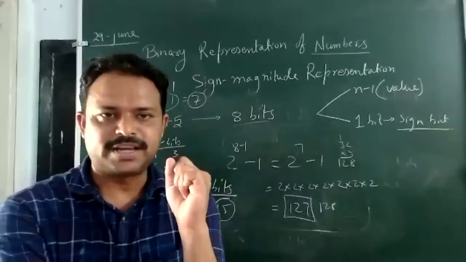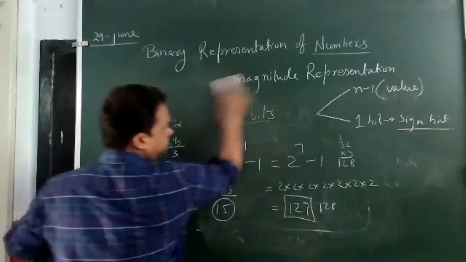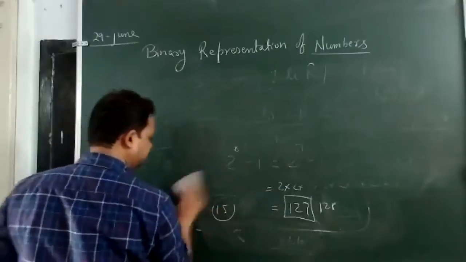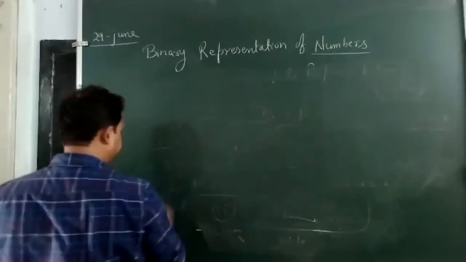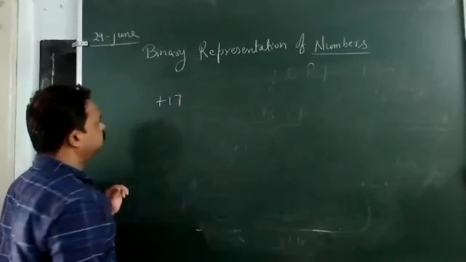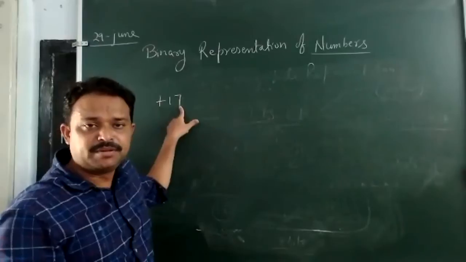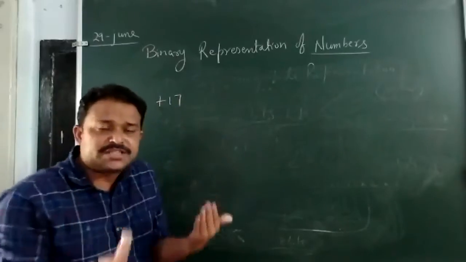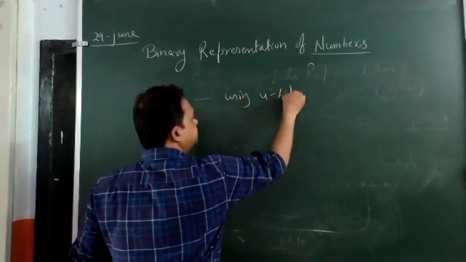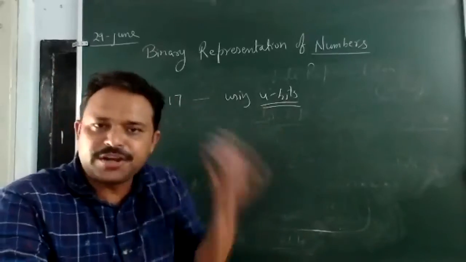One girl has told me, sir, if I want to represent plus 17. If the examiner is telling you to represent plus 17 using 4 bits, the question is wrong. We cannot represent 17 within 4 bits.